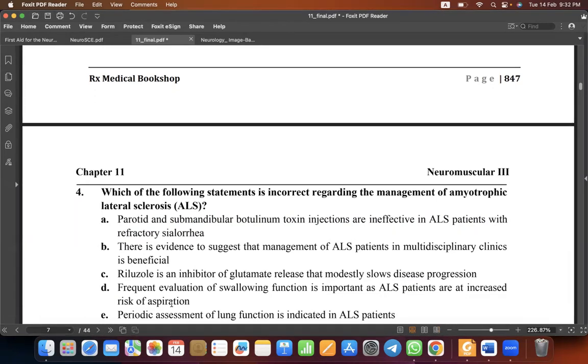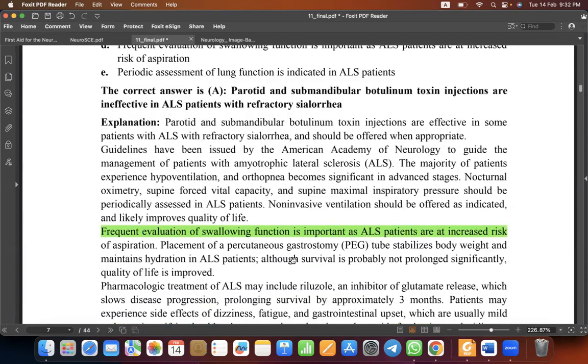Frequent evaluation of swallowing function is very important because the patient has an increased risk of aspiration, as I told you earlier, and periodic assessment of lung function is indicated. So these are the things we should remember.